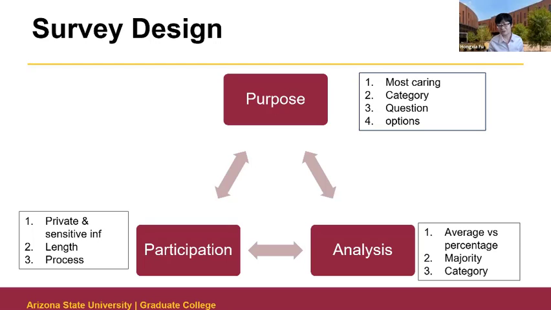That's why, when you design the survey, think about the analysis and think about the participation or respondents' reaction. When we go to the participation side, it's still related to survey design. Many surveys ask your name, your age, sometimes even your social security number. Research shows that if you ask for more private information, you get fewer participants. That's obvious.